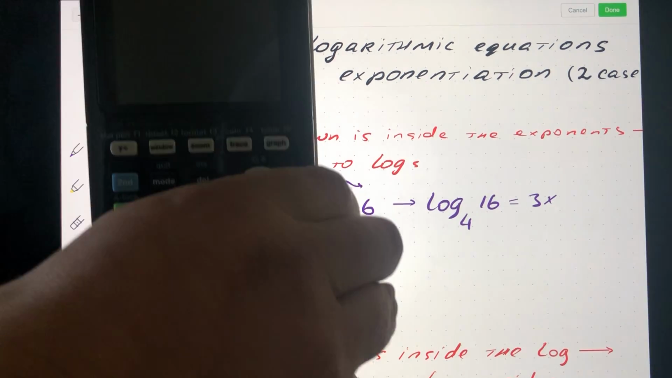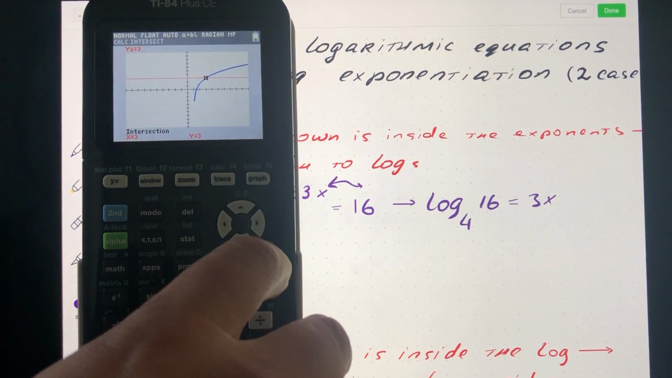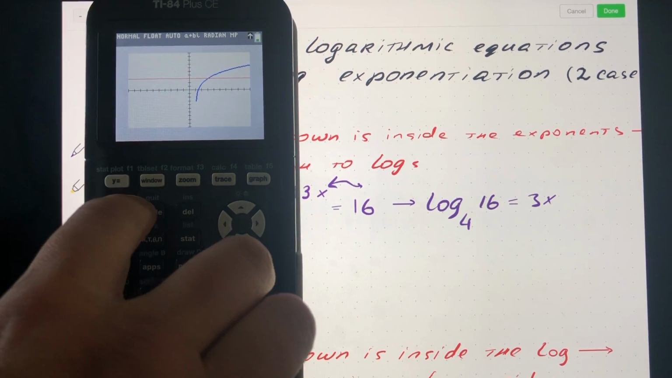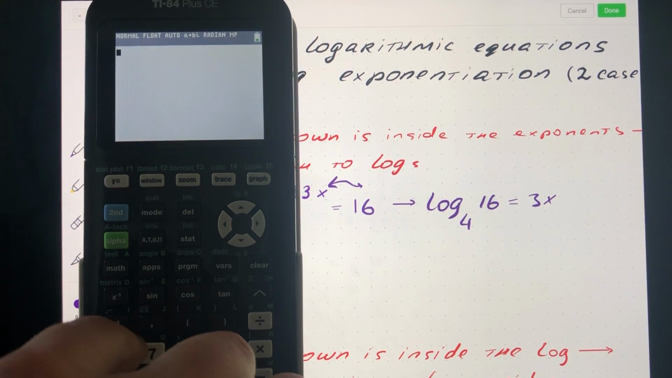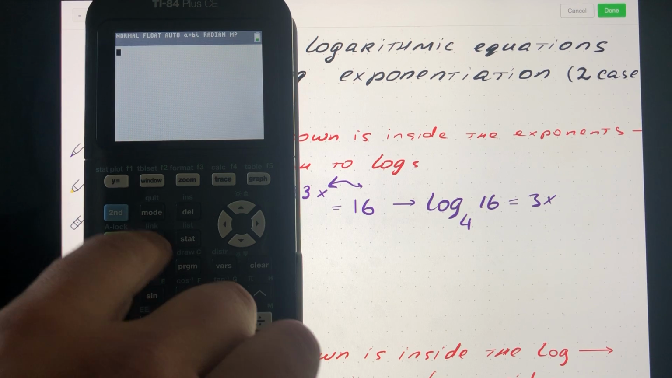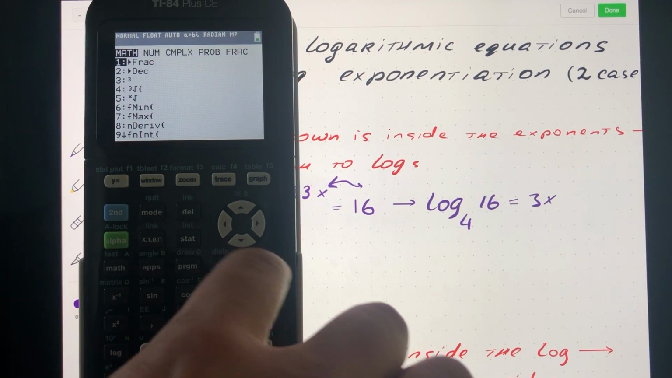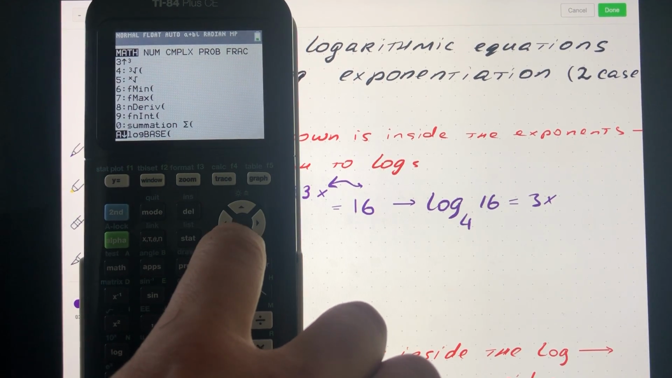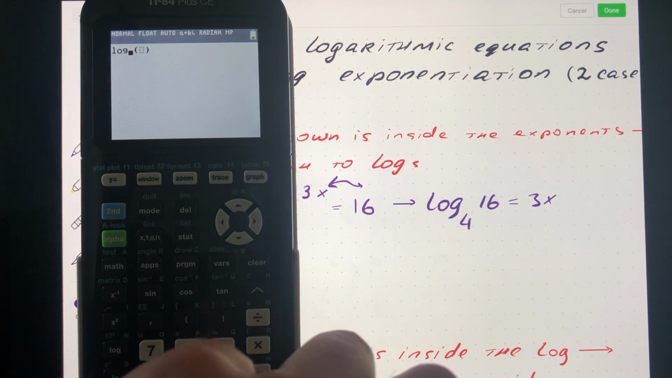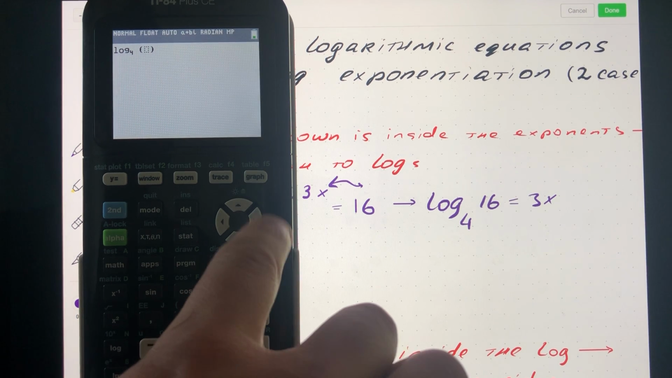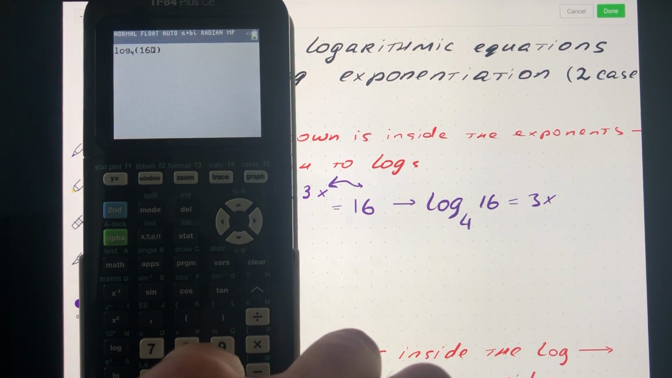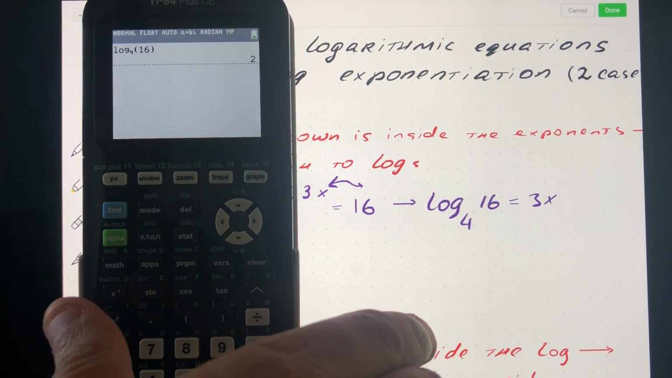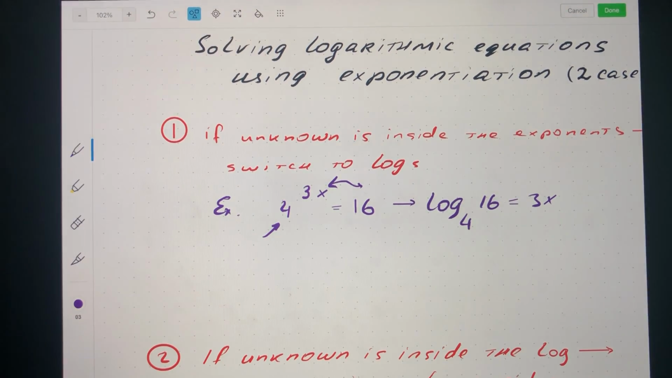So here is log, let's get out of this, that's an old example, log, math. Let's scroll to base, log base 4 of 16. And the answer is 2. So now we can replace the log with the 2 and we get our answer.